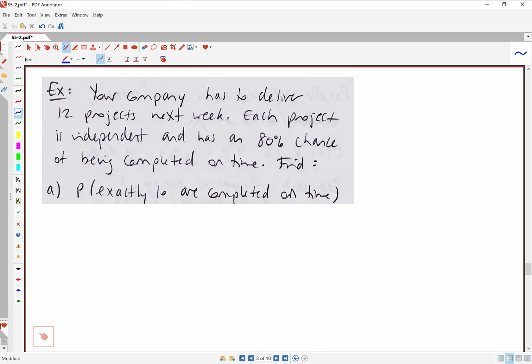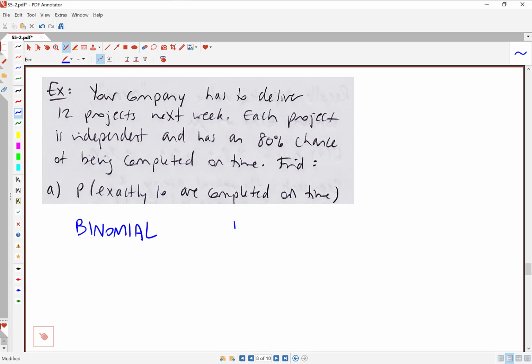So first thing I would say to myself if I were faced with this problem is, okay, let's try to identify what kind of problem it is. Could this be binomial? Well, yes, because we're looking at the projects one by one and asking, are you completed on time? Are you completed on time? So that is a binomial experiment. We're doing the same thing over and over again.